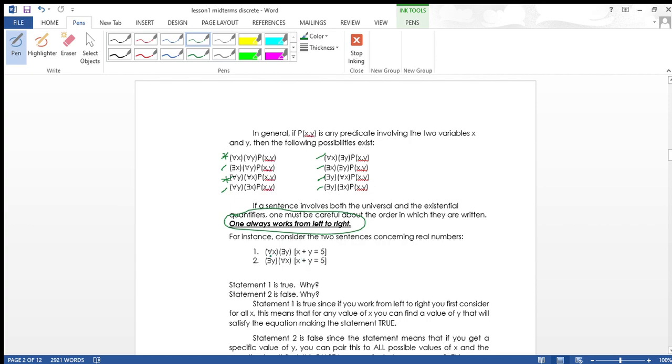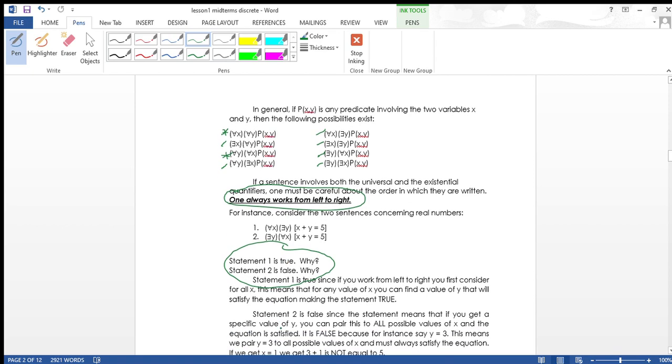So the first example is for all x, there exists a y. The proposition or the function given is x plus y is equal to 5. And then the second example is there exists a y for all x. And again, the function given is x plus y is equal to 5. The answers are given here already, but let me explain the answers. The first statement is true. The second statement is false. Why? Let's explain that.